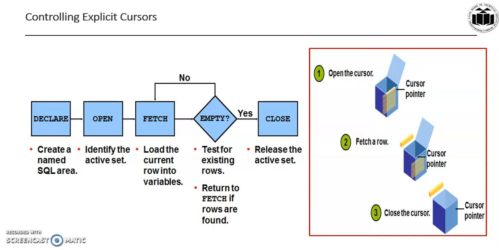After that, the next step is close the cursor. If the cursor pointer is not referring to any record, that means the active set is empty, at that time we need to close the cursor so that we can free the memory area. That is the good habit.